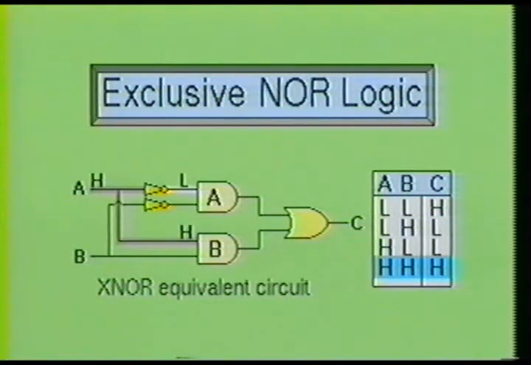As you can see, when input A is made high, it places a low at one input of gate A and a high at one input of gate B. When input B is made high, it feeds a high into the other input of gate B and a low into the other input of gate A. Gate A now has two low inputs, which causes it to produce a low at its output, and gate B now has two high inputs, which causes it to produce a high output. This high output from gate B and low output from gate A is then fed into the OR gate. This causes the output of the OR gate to develop a high.